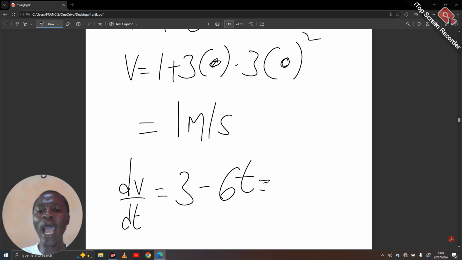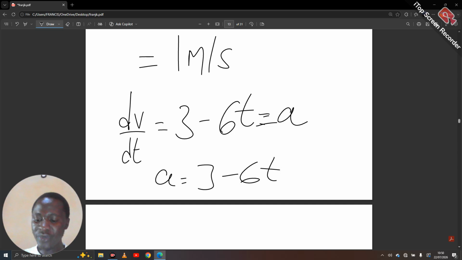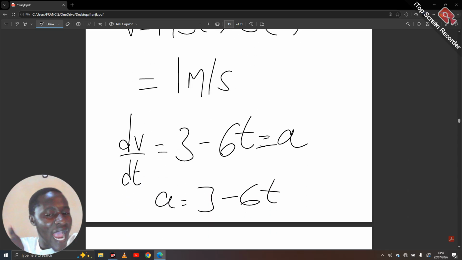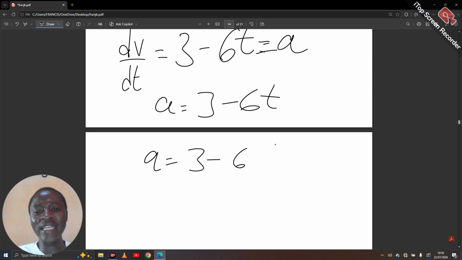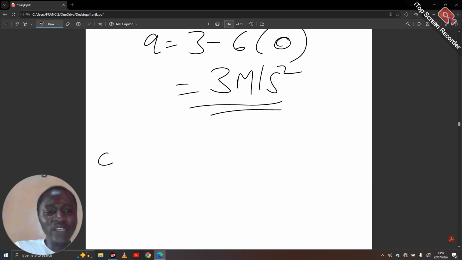This equals acceleration. So our acceleration will be 3 minus 6t. Remember, initial acceleration is the clue that time is 0. So a equals 3 minus 6 into 0, which gives 3 meters per second squared. So that is that.